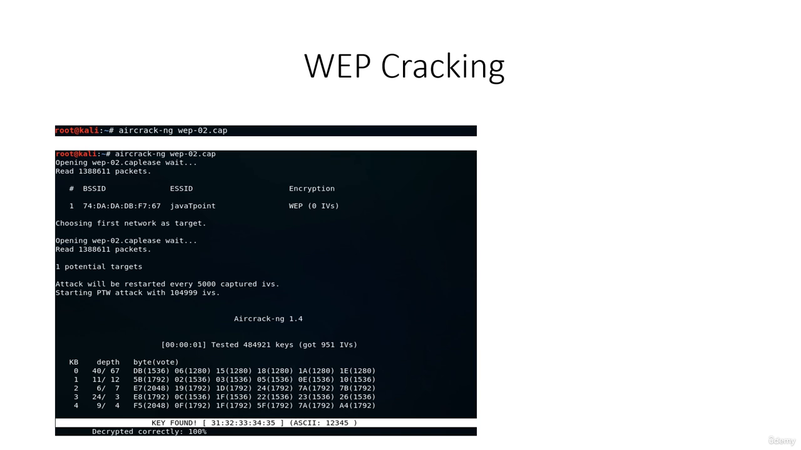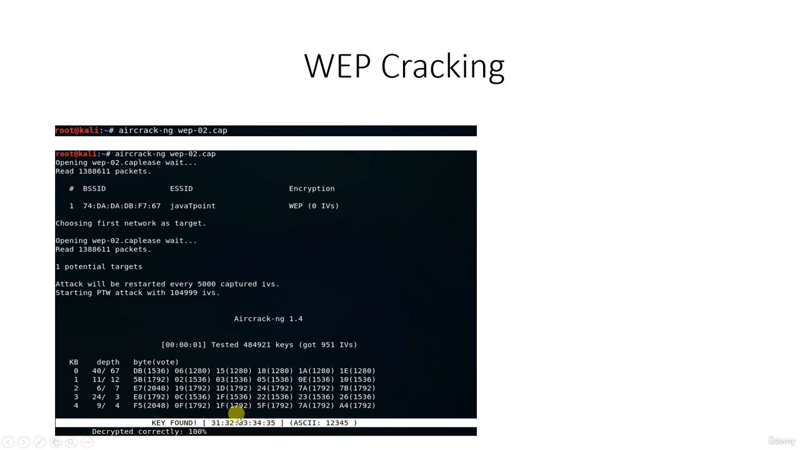We can see that the key is found. So we can connect to the target network, which is JavaTpoint. As you can see, the key is 12345. We just need to copy 12345 and paste it to connect to JavaTpoint. You can also connect using the hexadecimal key, which is this one.